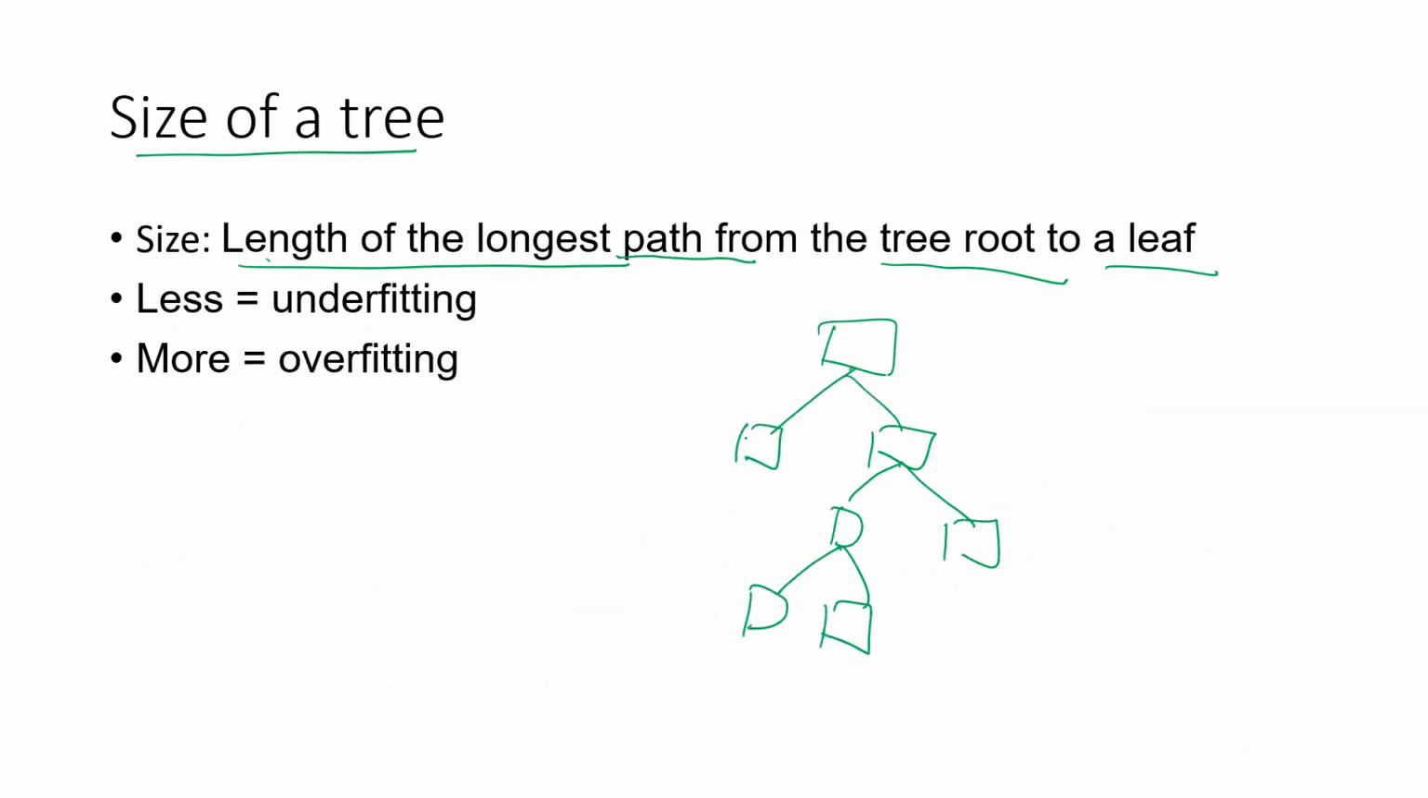Right. So what are the leaves? This is leaf, this is leaf, this is leaf, this is leaf. So the longest part: this is length 1, this is length 2, this is length 3. So what is the longest part? This. So the size of a tree is 3. Okay, so the longest part from the root to the leaves.